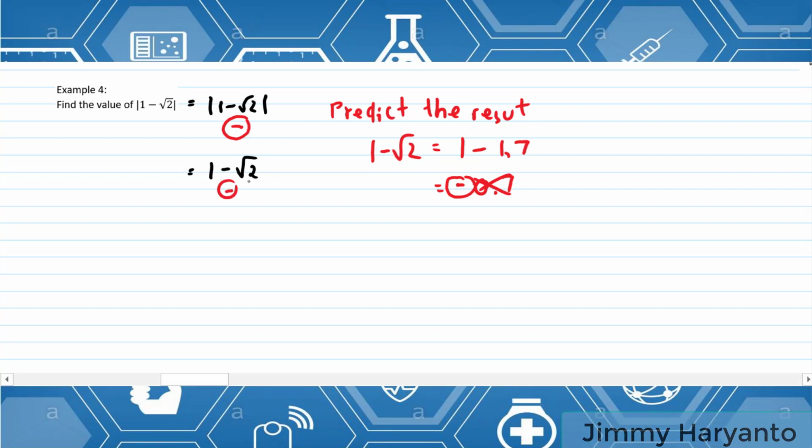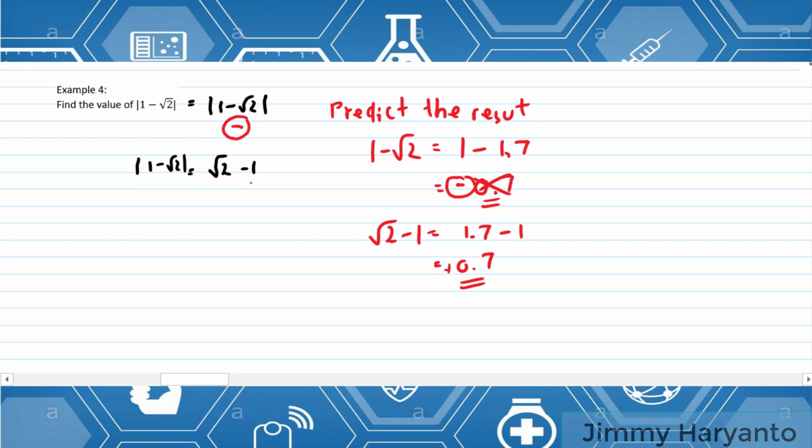If we write the result as 1 minus root 2, which is negative, we cannot write it like this. So what do we do? We write root 2 minus 1. Let's check it out. Root 2 minus 1 is 1.7 minus 1, which is 0.7. Look at this. The number is the same, but the sign is positive. So the result of absolute value of 1 minus root 2 is root 2 minus 1.